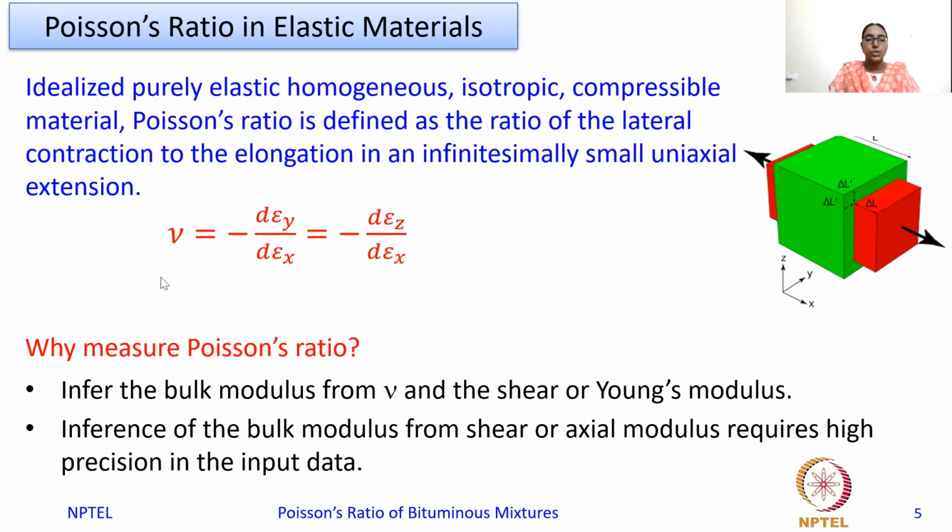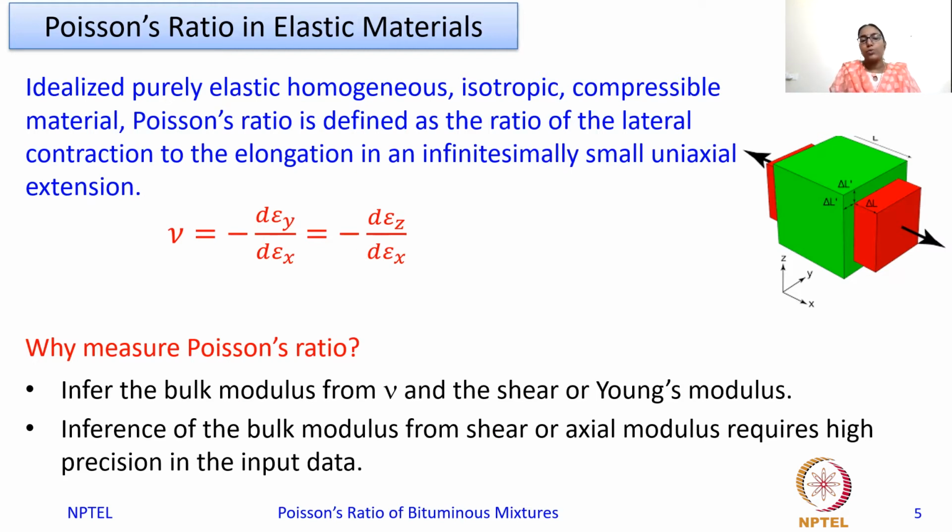Then Poisson's ratio nu is minus the strain in the y direction to the strain in the x direction, or it's also the same as the strain in the z direction to the strain in the x direction. So, it is the lateral strain to the longitudinal strain. Why we give a negative sign is that when there is an elongation in the longitudinal direction, there will definitely be a contraction in the lateral direction. So that is why a negative sign is provided.